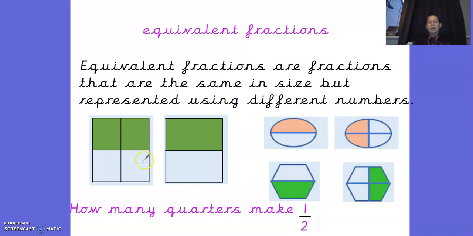So here we go, look, we've got quarters because it's split into 4 equal parts. 2 parts are shaded, so that is 2/4. It's exactly the same here, but it's just split in half. So 2/4 is the same as 1/2. Same for this picture here and this picture here. So how many quarters make 1/2? The answer is 2.